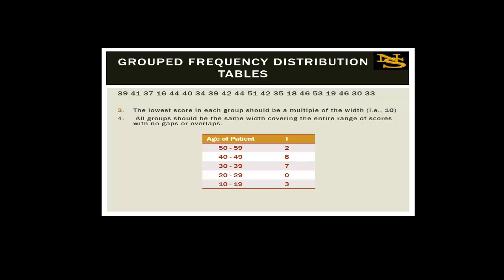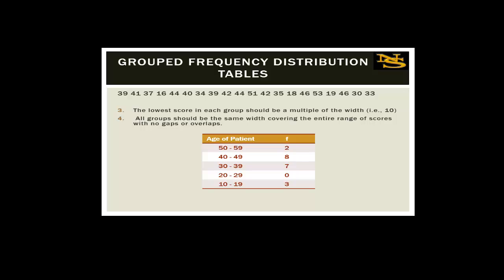Just like with the regular standard frequency distribution table, when you go to fill in your F column, your frequency, you simply count how many times those particular scores are in your data set. So how many people in my data set are between the ages of 50 and 59? Well, let's see. 1 and 2, and that's it. There you go.